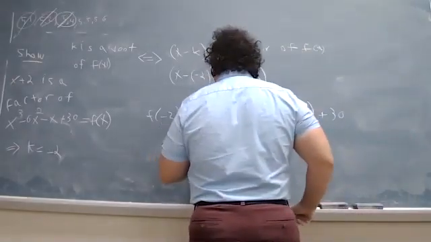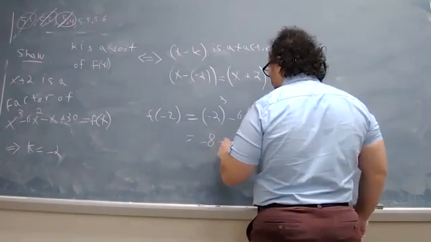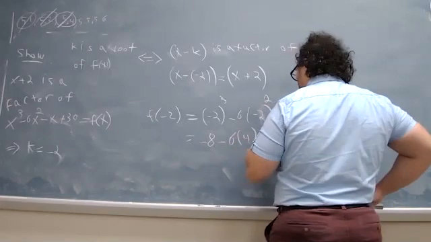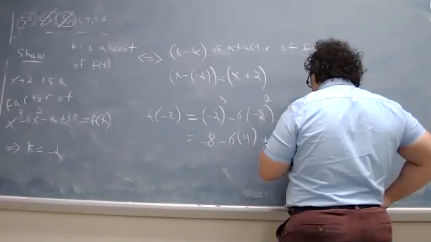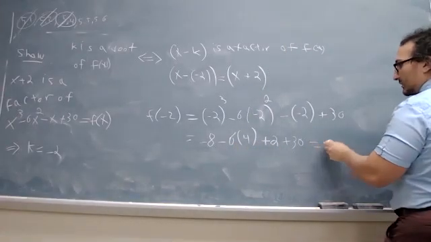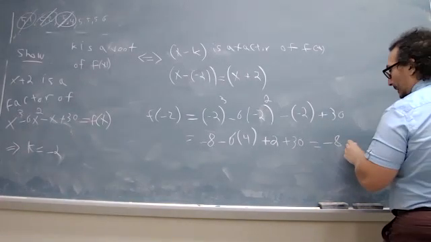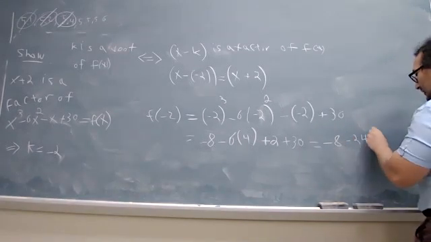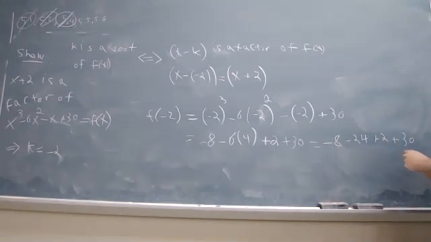This becomes a negative 8. This becomes a negative 6 times a positive 4. This becomes a positive 2. And this stays 30. Then this becomes negative 8 minus 24 plus 2 plus 30. Okay?